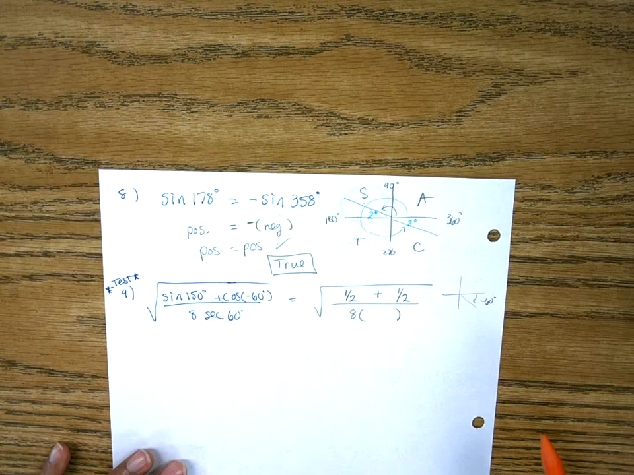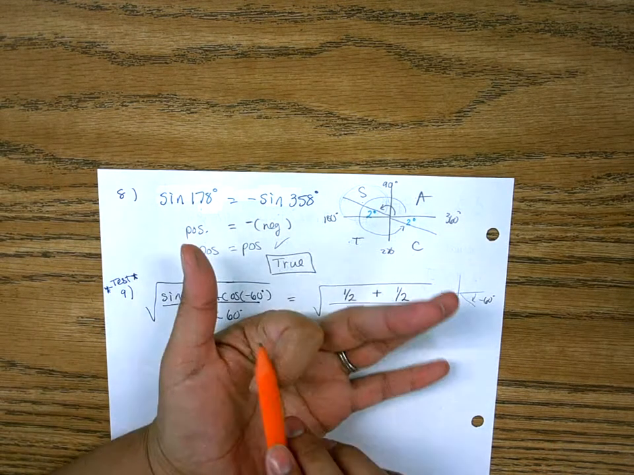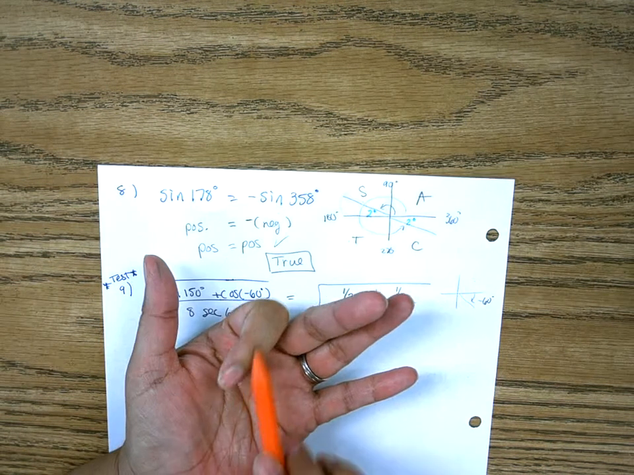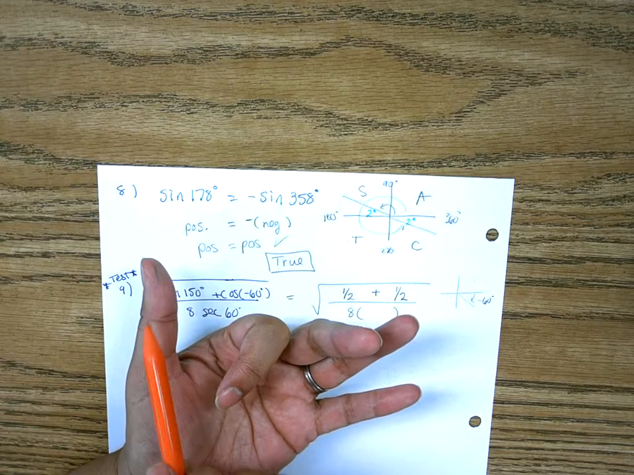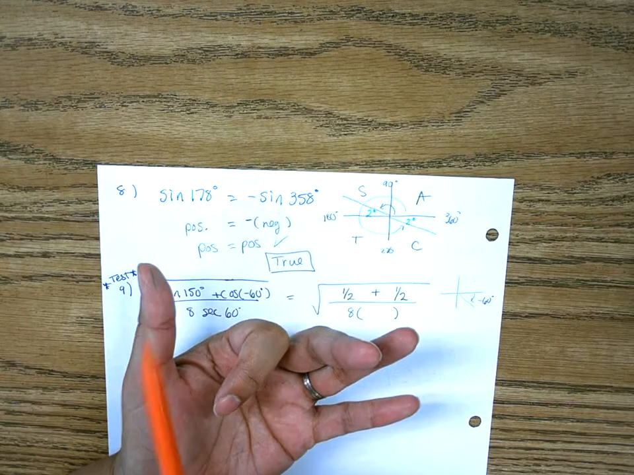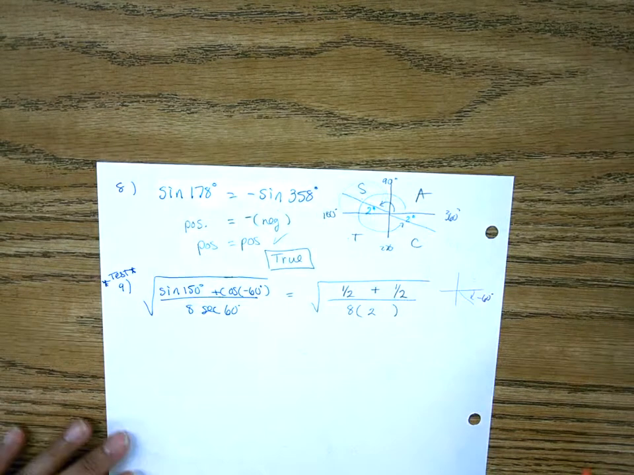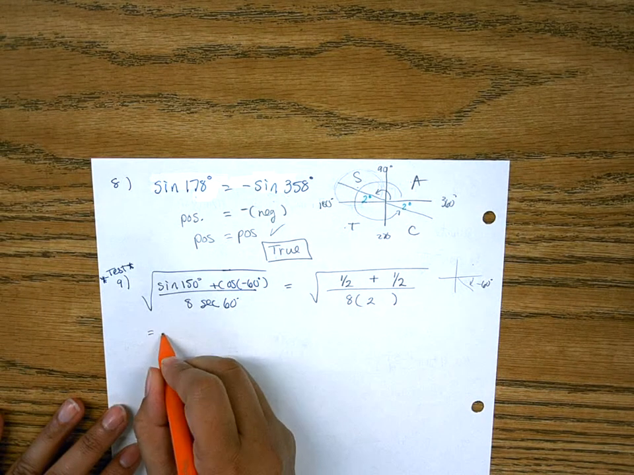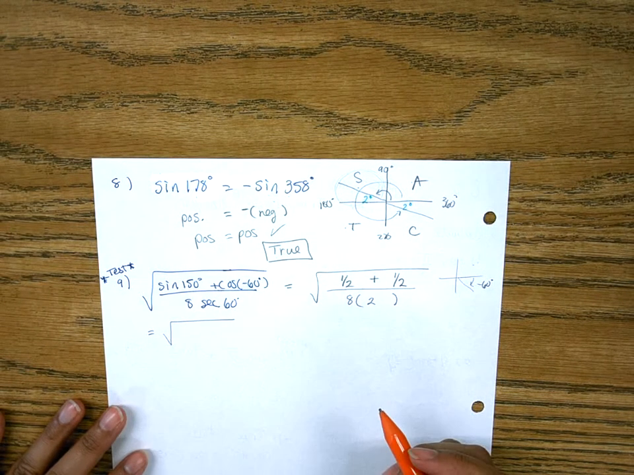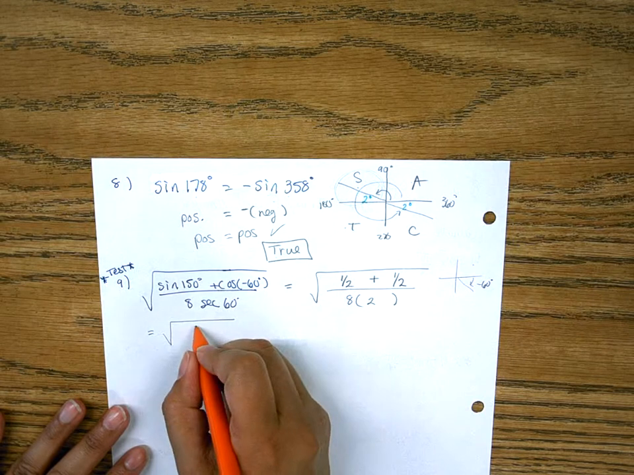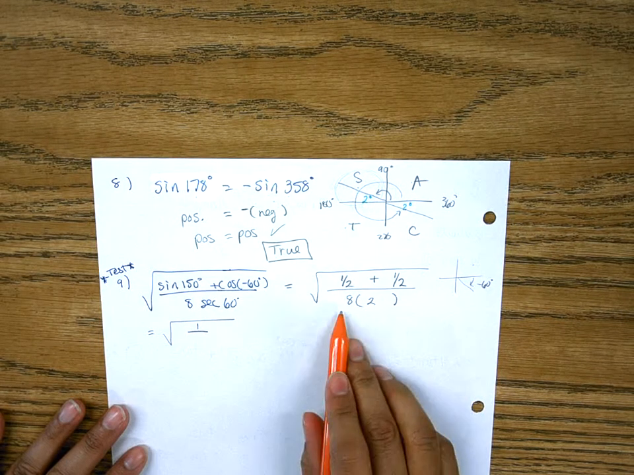Okay, 8 times secant of 60. Secant's the reciprocal of cosine. Here's my 60 degrees down. This is my comma. Cosine is 1/2. The reciprocal of 1/2 is 2. Again, if you don't like that, use your unit circle or you have your facts memorized.